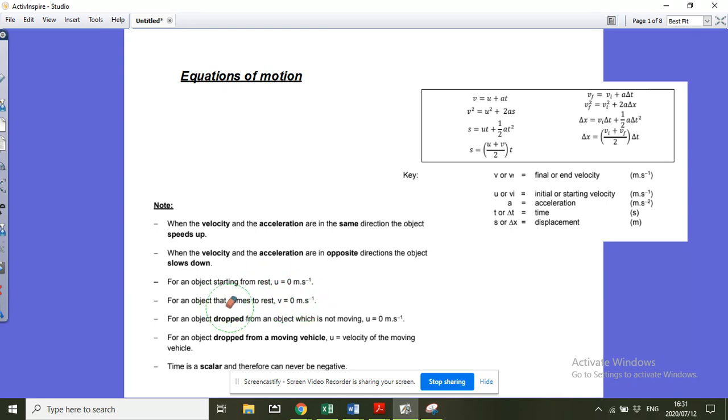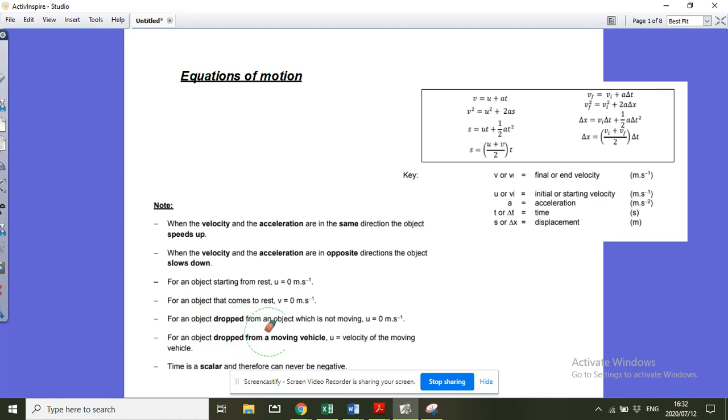When we are dropping an object, and this is going to be more relevant when we look at vertical motion later, dropping means you are literally letting it go, and it means it starts at a velocity of 0. So that's also u equals 0. Sometimes they're going to tell you an object is thrown down. If an object is thrown down, then it's not dropped, and then the initial velocity is not 0. Please read these words carefully.